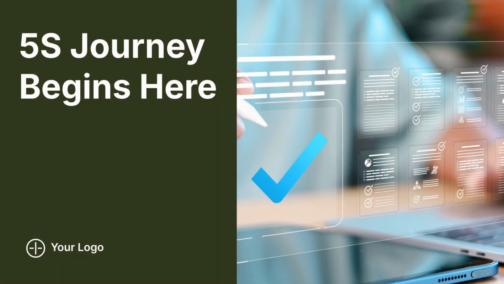To kickstart your 5S journey, open the eAuditor app on your phone or tablet. Create a blank template and add fields for area, location, and auditor name. This digital tool will help streamline your inspections and track improvements effectively.